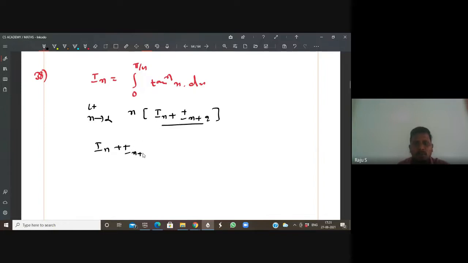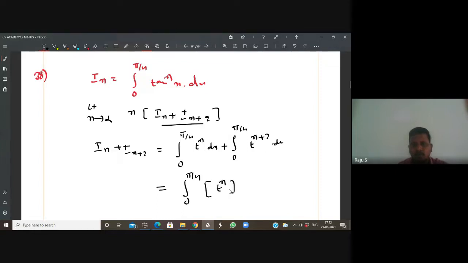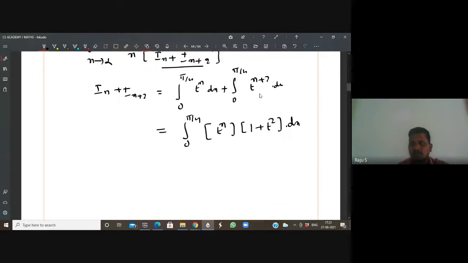In plus 2 is equal to integral 0 to pi by 4 tan power n dx plus integral 0 to pi by 4 tan power n plus 2 into dx. So 0 to pi by 4 is common. Tan power n plus 2 can be written as tan power n tan square. I'm taking the integral common, dx is common, tan power n is also common. Then 1 plus tan square into dx. So this is 0 to pi by 4, tan power n into secant square x dx, since 1 plus tan square is secant square.